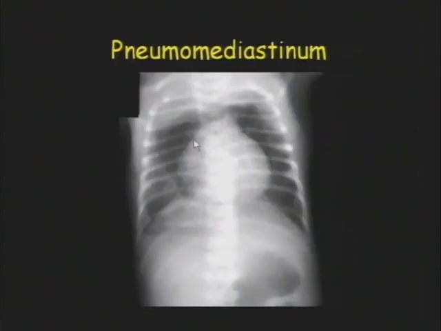Now, the thymus can be a helpful thing in trying to determine if you have air outside the lung, and you're trying to determine if it's a pneumomediastinum or a pneumothorax. The thymus is part of the mediastinum, so the thymic lobes will be uplifted if you have a pneumomediastinum, and here's a nice example of that.